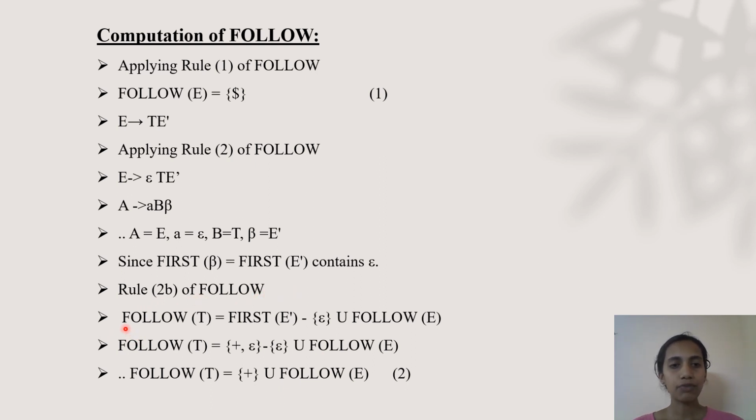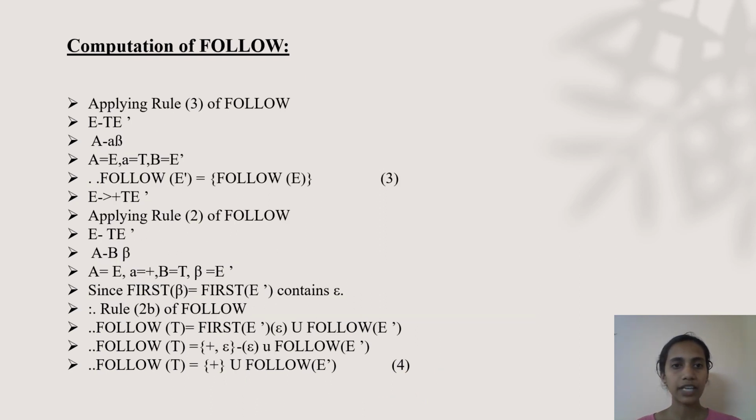Then follow of T is equals to follow of E dash minus epsilon union follow of E. Therefore follow of T is equals to plus comma epsilon minus epsilon union follow of E, where the first of E dash is plus comma epsilon. Then it is followed by follow of T is equals to plus union follow of E, where plus comma epsilon minus epsilon will become plus. This is the second equation.